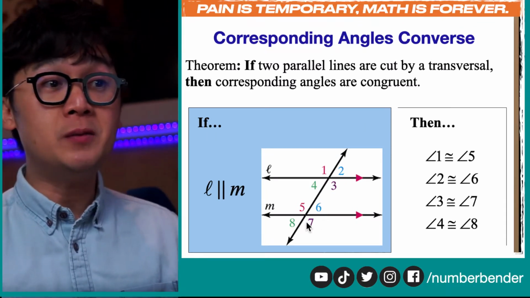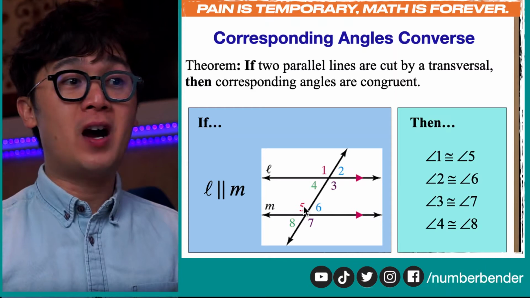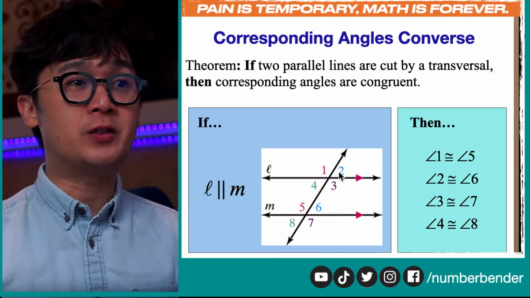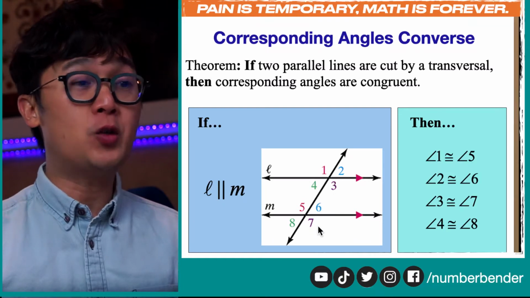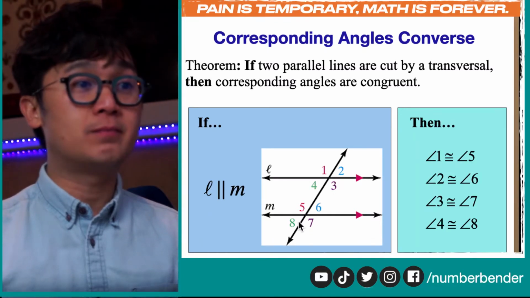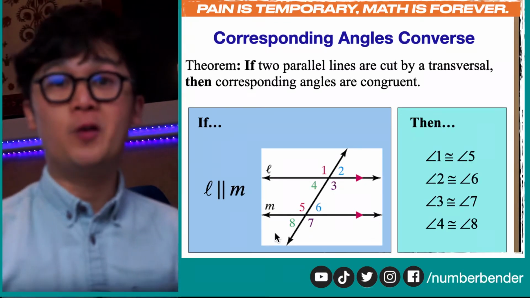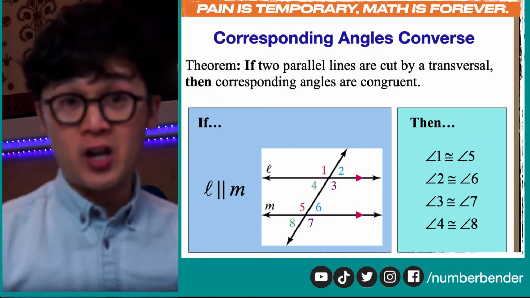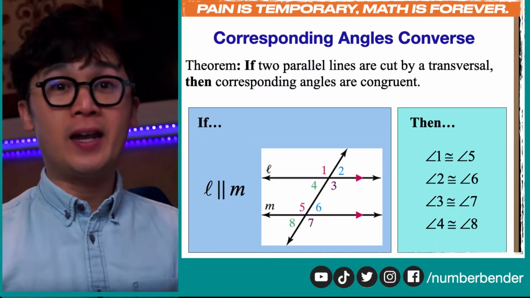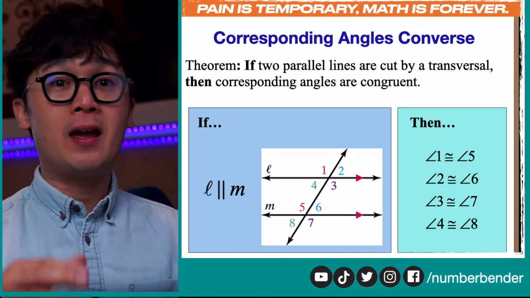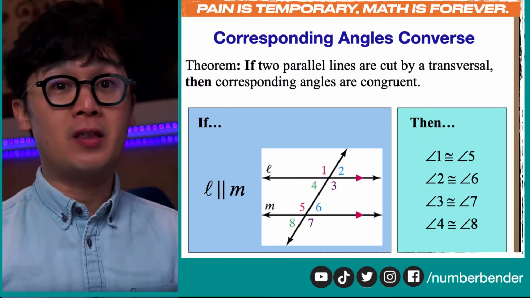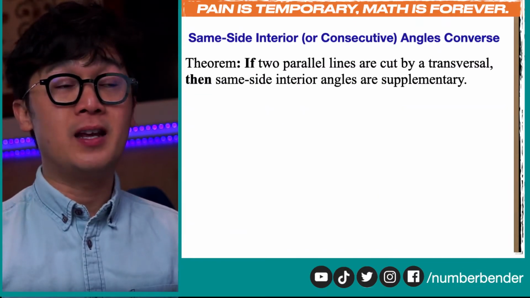So in conclusion, the measurements of angles 1 and 5 are congruent, 2 and 6 are congruent, 3 and 7 are congruent, and 4 and 8 are congruent. So this is the corresponding angles converse, which we're going to be using later in identifying the properties or theorems we're using to figure out the measurement of certain angles.